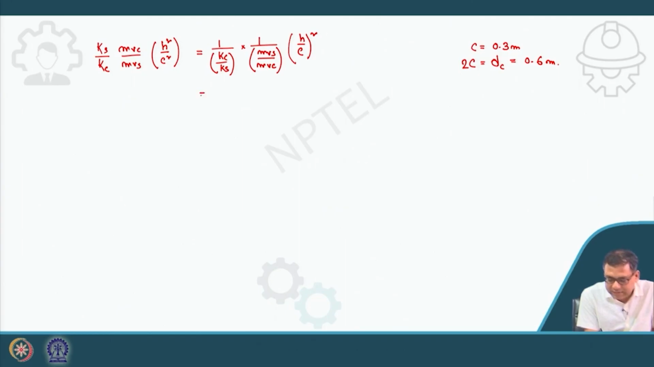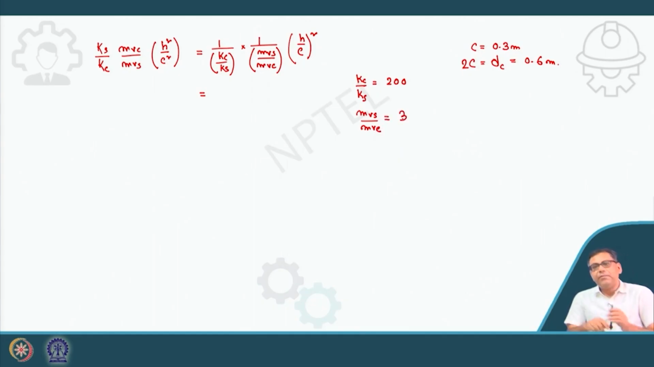Now what is Kc by Ks? Because Kc is 200 times faster than Ks. So this Kc by Ks ratio is equal to how much? 200, because Kc is 200 times faster than Ks. And MBS by MBC, this ratio is how much? This ratio is 3, because MBC is 3 times smaller than the MBS, or MBS is 3 times more than the MBC. Because the compressibility of the soil is 3 times more than the compressibility of the column.